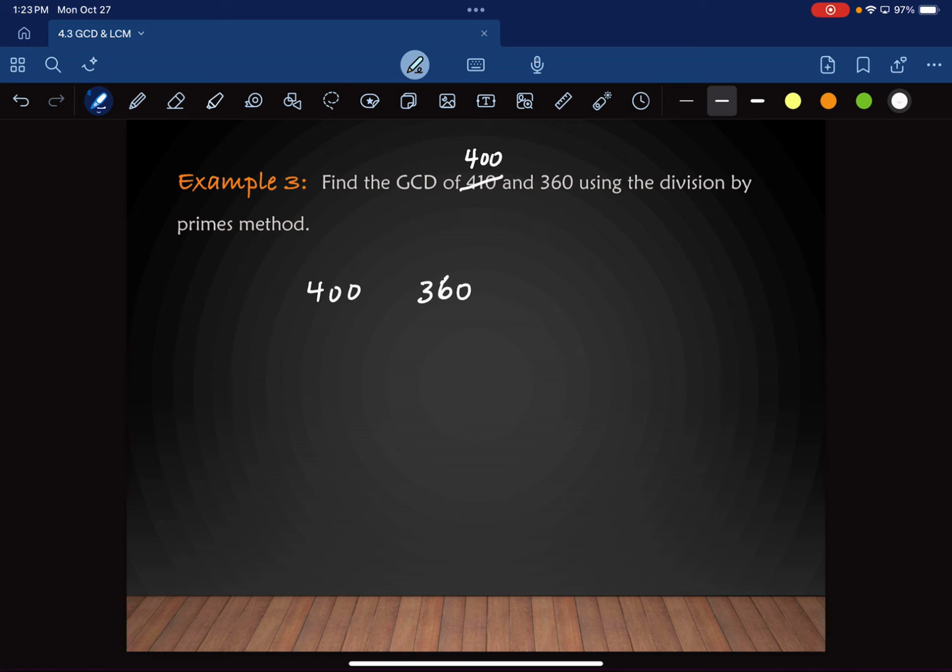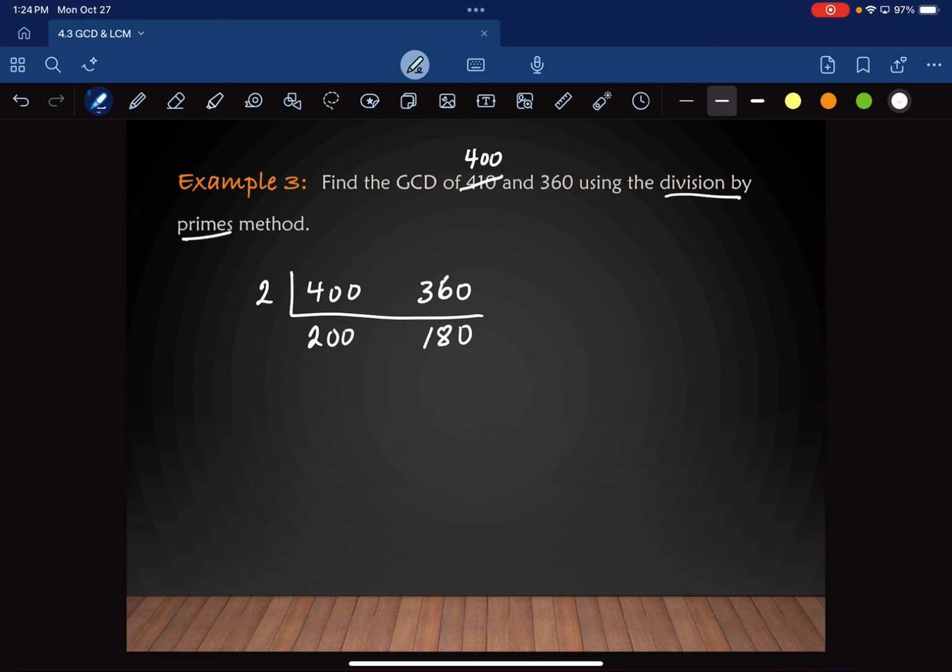The first thing it said was to write them in a row. Here's our row. It's not a very exciting thing to do. The first thing we do is look at what divides them. Smallest, it's still smallest primes. So it's division by primes. That's our method, so we better be dividing by primes. What is the smallest prime that divides both of them? 2. 400 divided by 2 is 200, and 360 divided by 2 is 180.